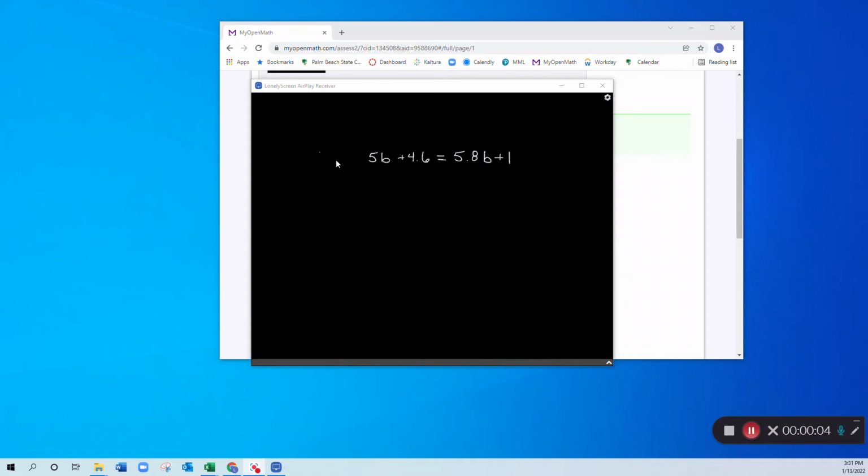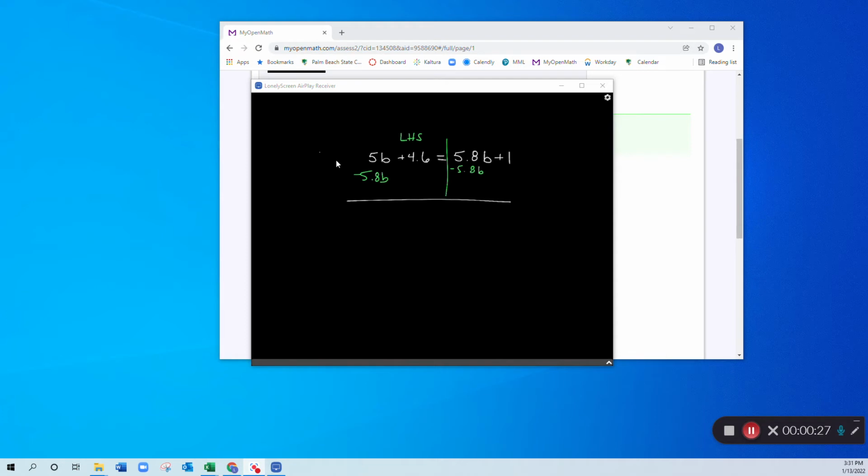All right, so this is solving equations with decimals. The process with decimals is exactly the same as anything else. We first want to move all of our variables over to the left-hand side of the equation. I'm going to go ahead and do that by subtracting 5.8b on both sides.